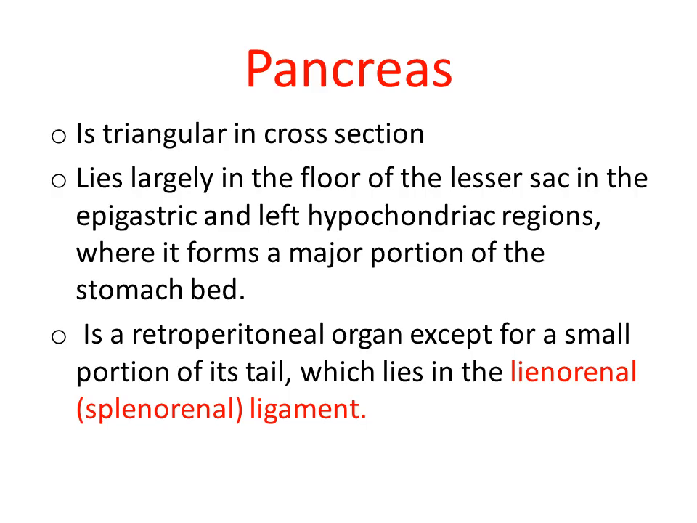The pancreas is triangular in cross section. It lies largely in the floor of the lesser sac in the epigastric and left hypochondrial regions, where it forms a major portion of the stomach bed. And it is a completely retroperitoneal organ except for a small portion, part of the tail of the pancreas, which lies in a ligament called the lienorenal ligament or splenorenal ligament.